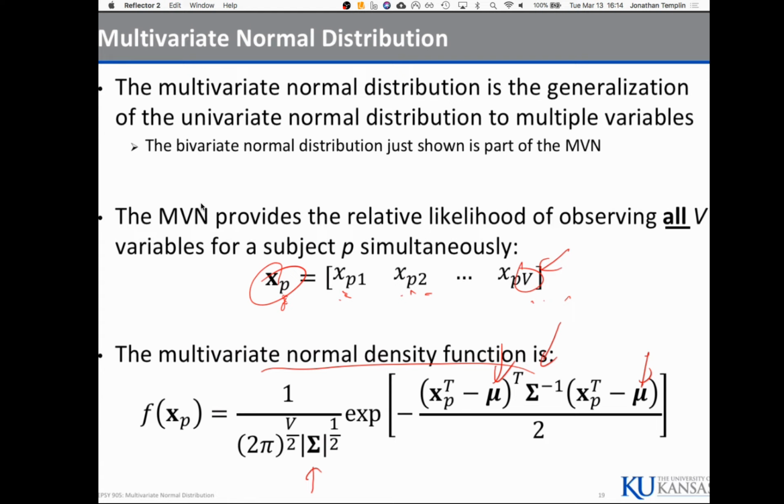The same thing works. It's only now, instead of plugging in one mean, you have to plug in a mean for each of the variables. And instead of one variance, you have to plug in a variance for each of the variables. And then you have to do something with the covariances as well. But the concept still remains, right? Plug in data and parameters, get relative likelihood. Does that make sense? The form of this is much more complicated.